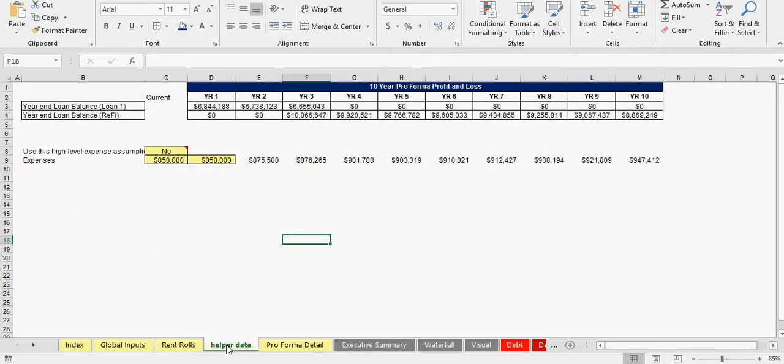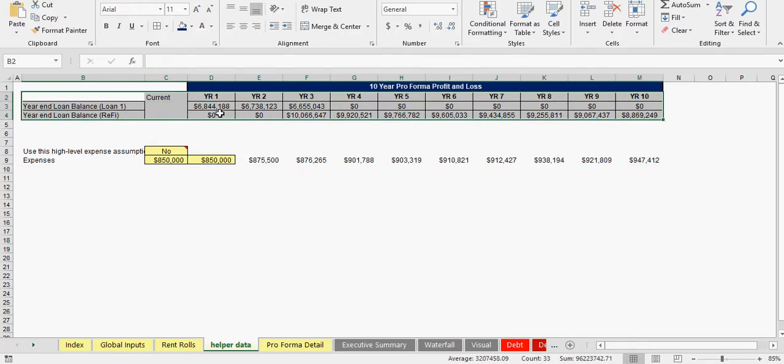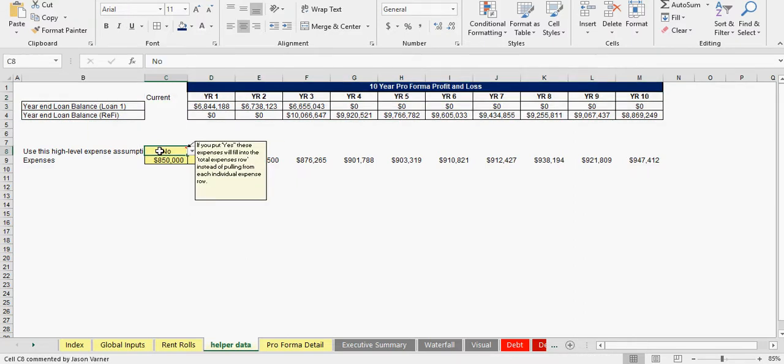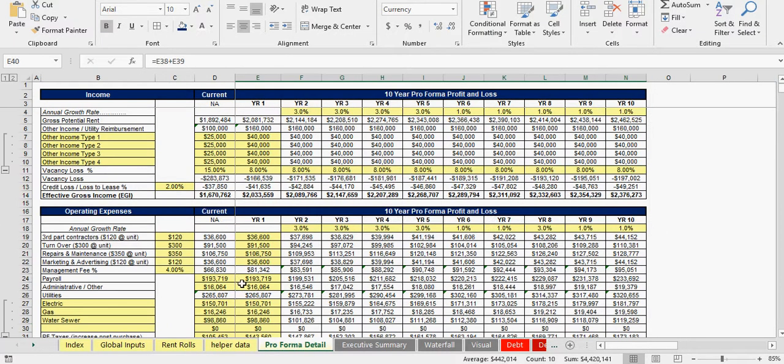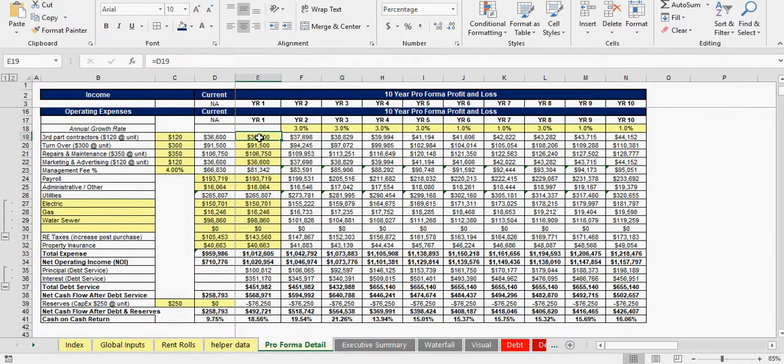Same with helper data. This has just got some stuff for the debt service, which you don't need to worry about. This is just for reference. But here, you can say if you want to use high level or detailed. If you hit no, it's just going to use your detailed information on the pro forma for the expenses, which you can define here. And then you can define a percent that they go up by. Or I'm sorry, that's income.